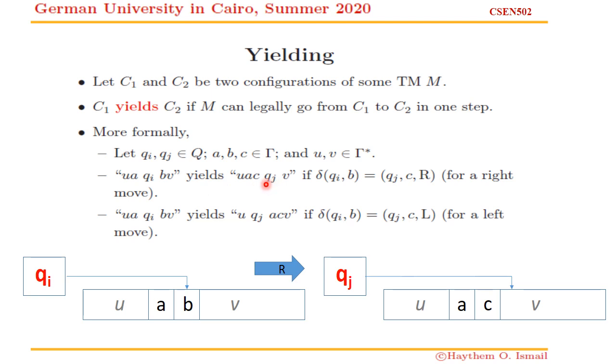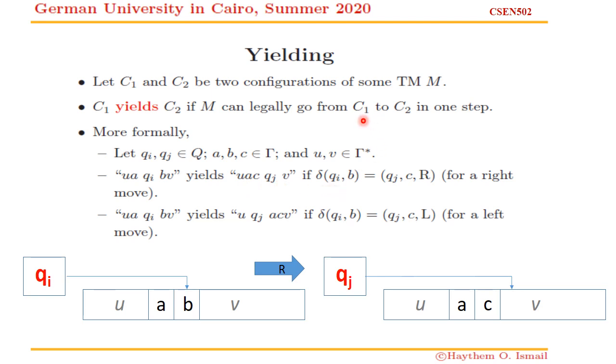Now, what is this? You have on the tape UACV, which is right here. If you look at what happened, just the B changed to a C, and the state changed from Qi to Qj because that's what the transition function says. And the head just moves one step to the right, to the first symbol of that V. So that will be the new configuration.